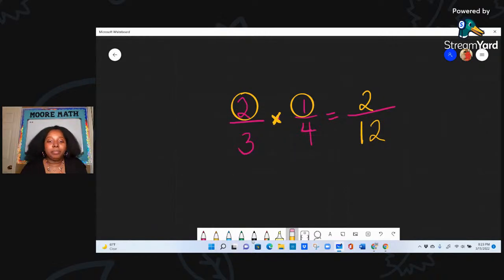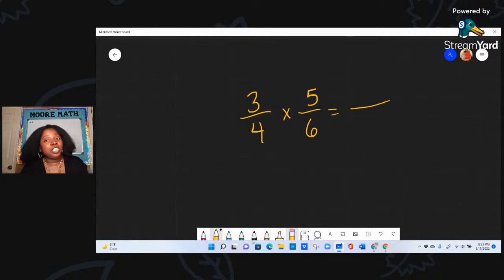Let's do another one. Obviously, we can simplify it, but right now we're just getting the basics of multiplying. All right, let's do it again: 3/4 times 5/6. Again, we're just going to keep it simple. Multiply straight across. Here are my numerators. I'm going to do 3 times 5. And 3 times 5, what do you got? Tell me in the comments.